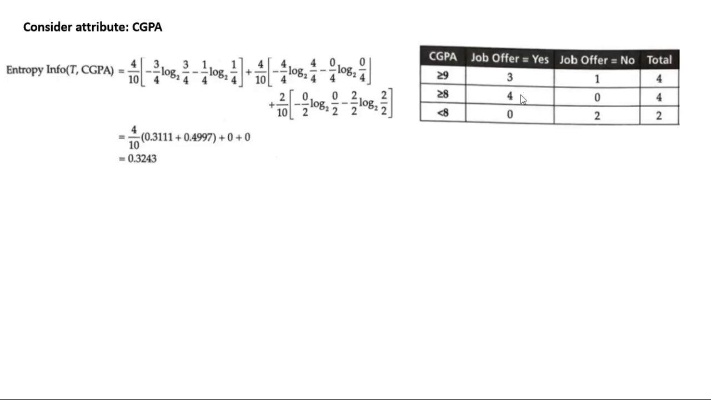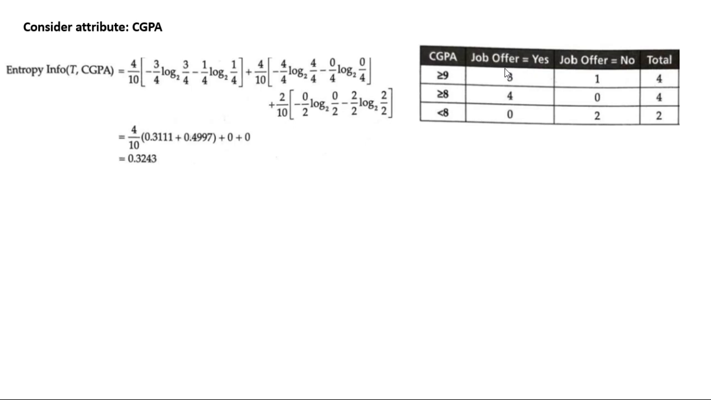So for greater than or equal to 8, job offer equal to yes is 4, no is 0, and for less than 8, job offer yes is 0 and job offer no is 2. So first make this table and then write the total. 3 plus 1 is 4, 4 plus 0 is 4, 0 plus 2 is 2. Now for this attribute you have to find 4 metrics.